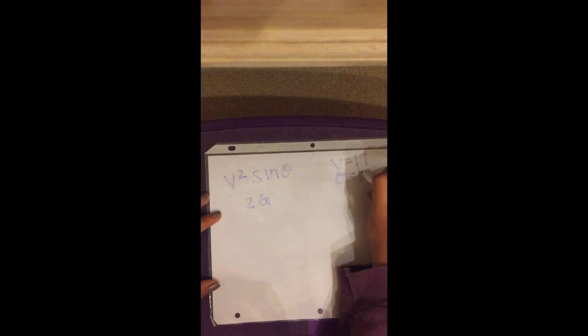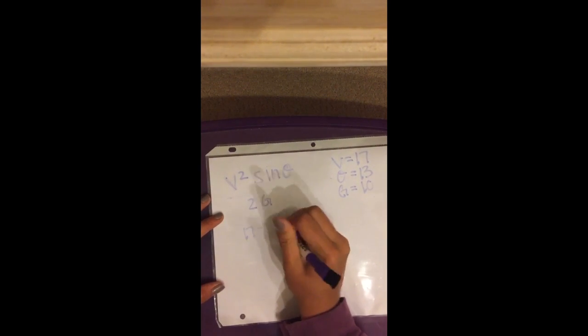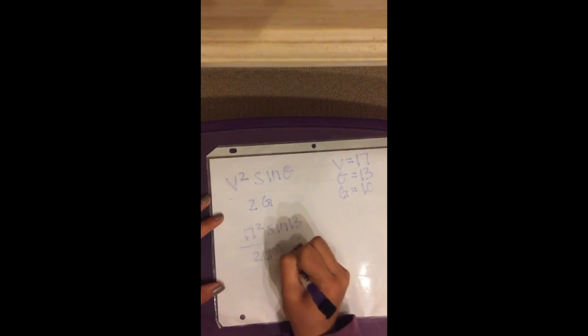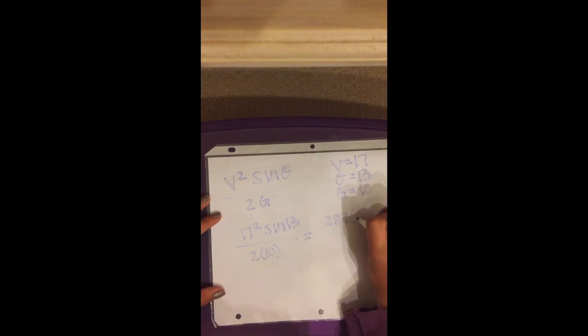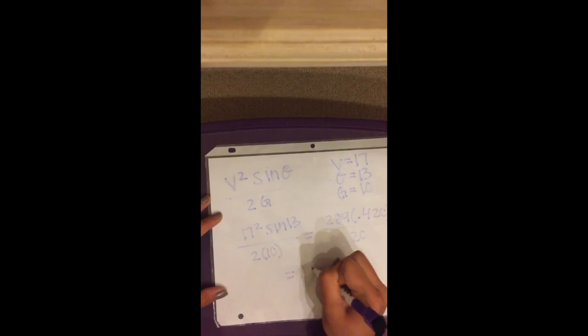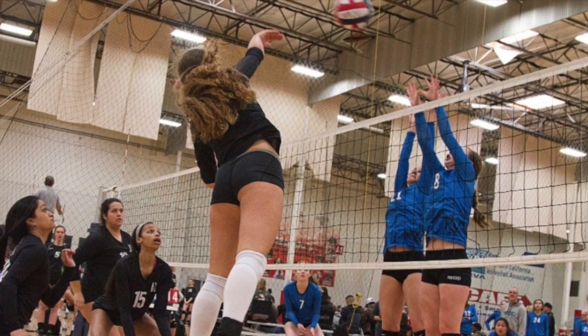When multiplying all of this out, plug all of the numbers into the set equation. Multiplying v squared, you get 289, and you multiply that by the sine of 13, which is 0.240. Divide that all by 20, and after completely doing the math, you will find that the initial height for projectile motion is 12.14.